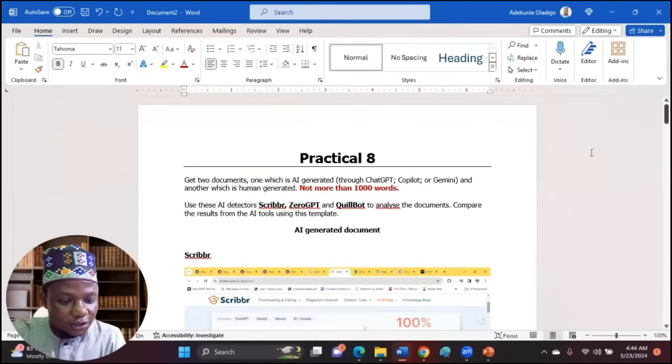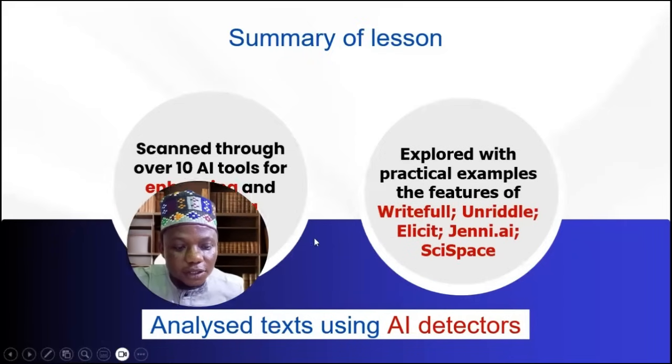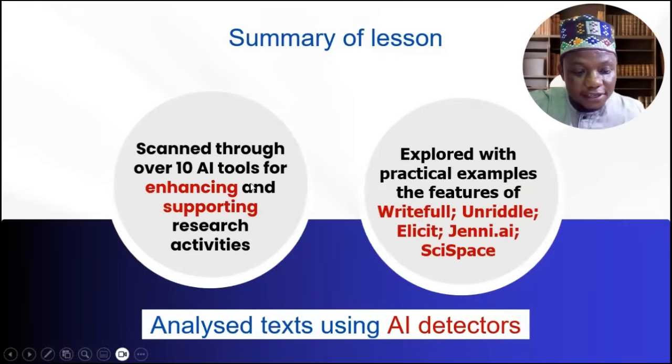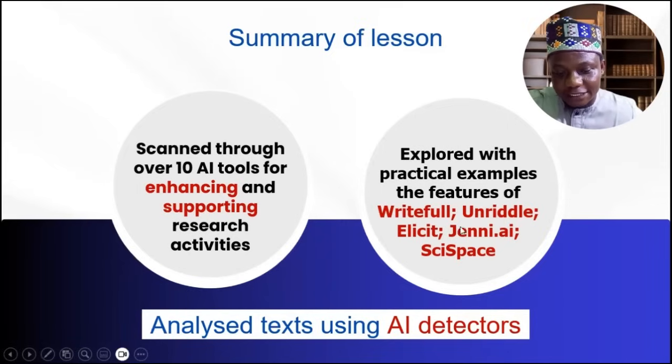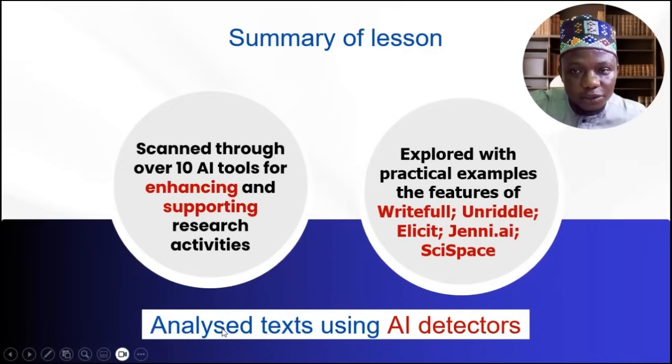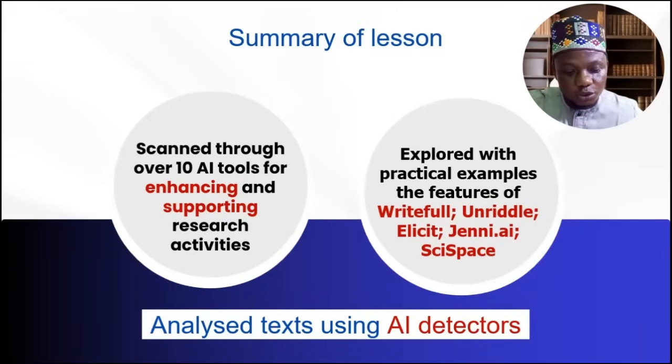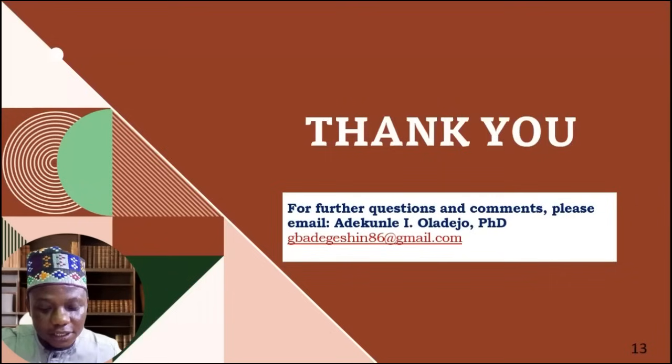What have we learned so far in today's lesson? We have scanned through over 10 AI tools that can help us to enhance and support our research activities. We have explored at least 5 of them: Rightful, Unriddle, Elicit, Jenni AI, SciSpace. We looked a bit at Connected Papers as well. And we have also used Quillbot, ZeroGPT, and then Scribbr to analyze text using their AI detectors. This is what we have learned in today's lesson.